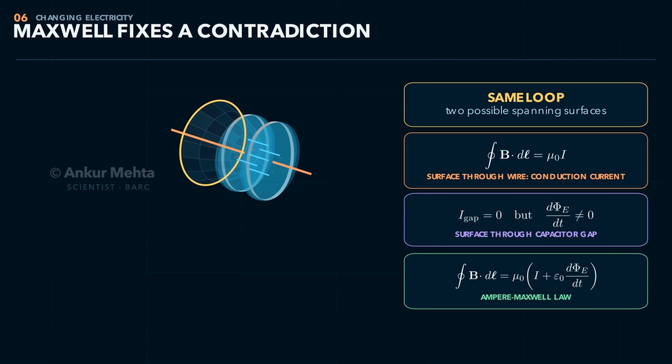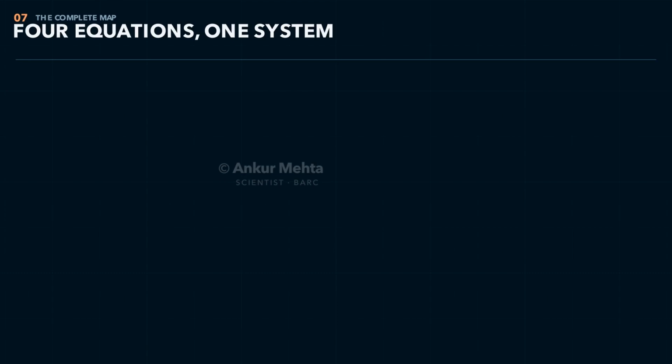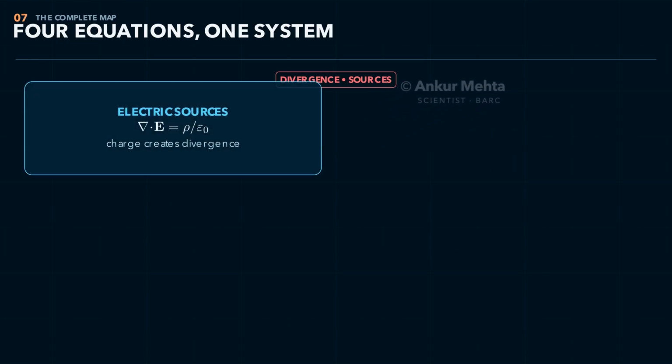Current density and changing electric flux can both produce circulating magnetic fields. We can now read the four equations as a single map. First, electric charge produces divergence in the electric field. Second, the magnetic field has no divergence because its lines form closed loops.